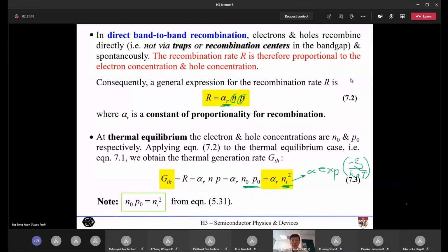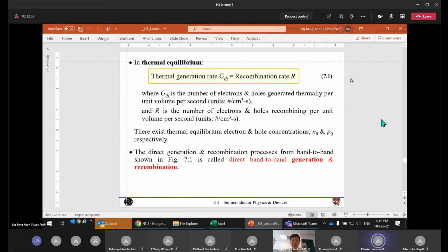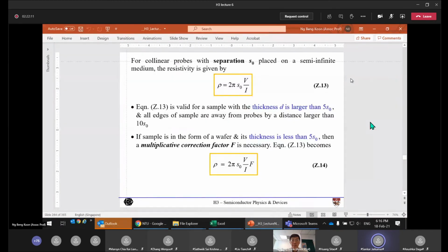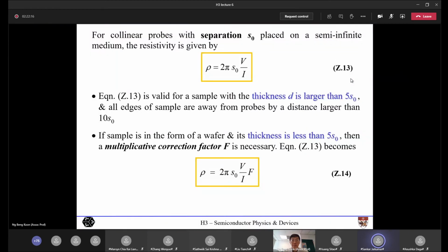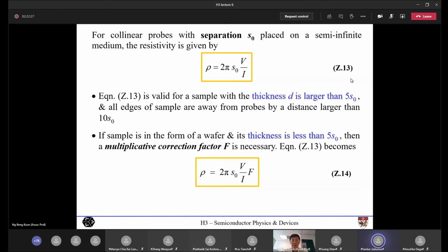Any other questions? Hi, Prof. I have one more question about the 4-point contact. There are two equations. One says that if the thickness is less than 5s naught, the multiplicative correction factor is needed. Another equation is where d is small compared to s naught. So what is considered small? Because small can also be less than 5s naught.